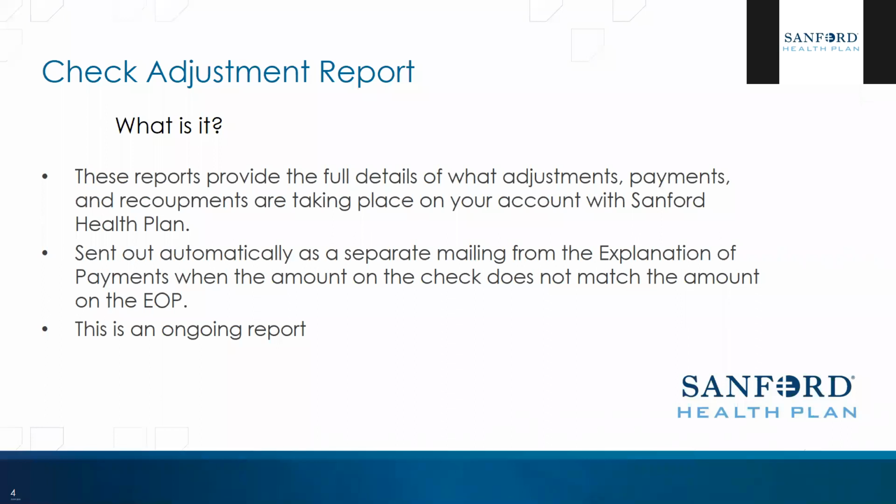The purpose of a check adjustment report is to show how your claim or claims are affected by a check adjustment. This can be created through a negative balance, ad hoc adjustment, or a check amount not matching the remittance advice amount. This report is sent to you as a separate mailing from the explanation of payment when the check does not match the amount on the EOP. This is an ongoing report, so you will want to hang on to each check adjustment report in order until the zero balance has been cleared.